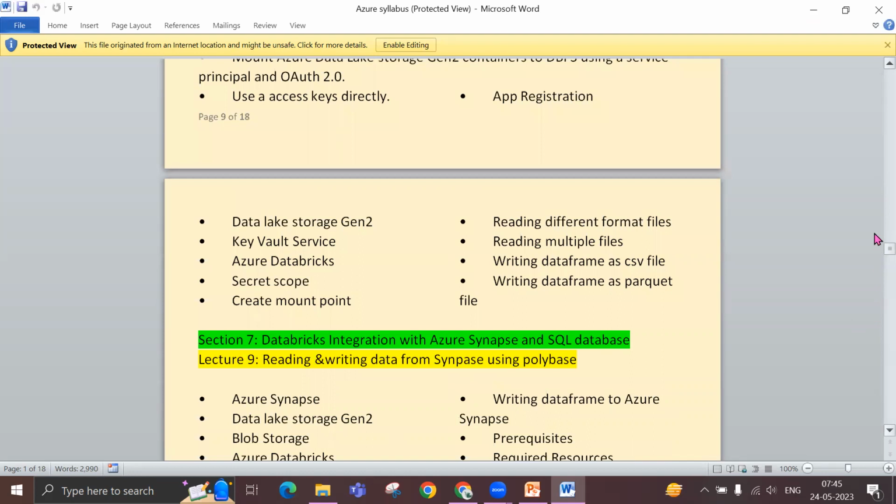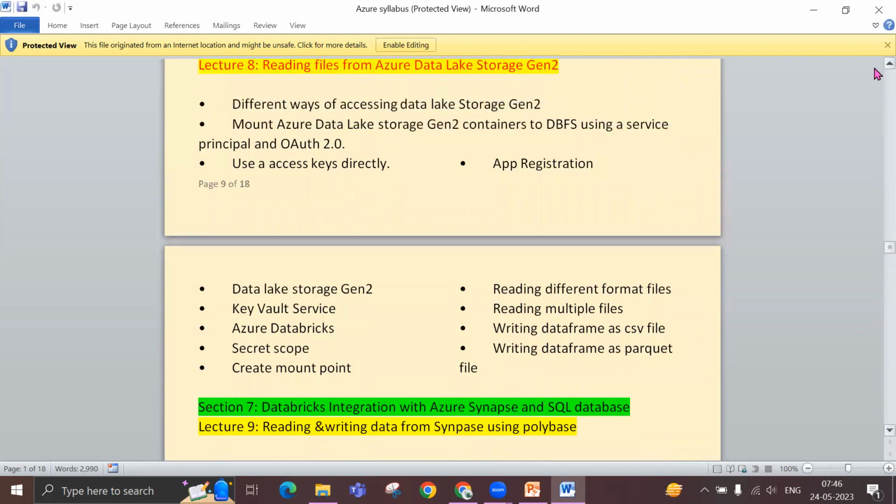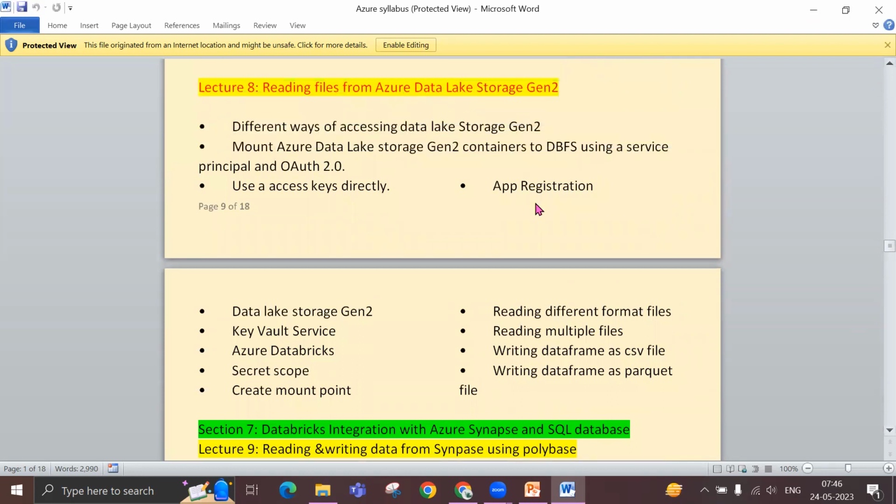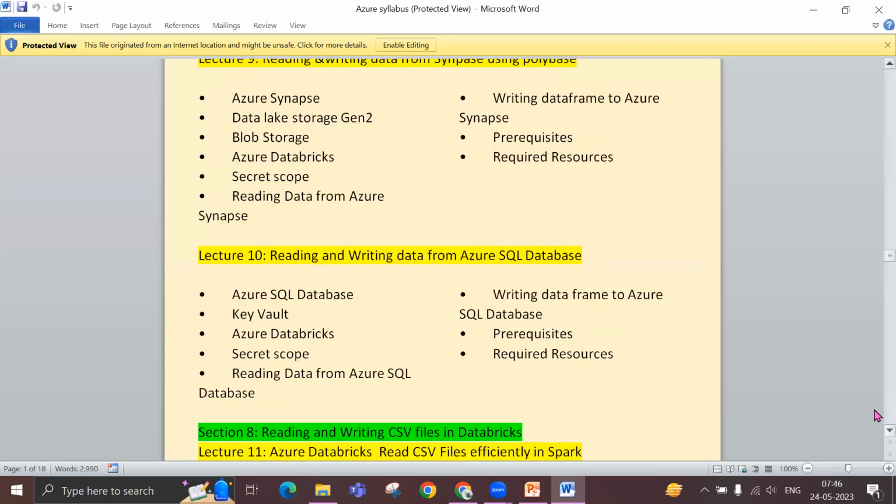Okay, and then of course the data lake we will be discussing, and how we can integrate with the Azure SQL database, right? So we need to integrate the SQL database also. So we'll be integrating and reading, writing some of the tables and doing some of the stuff using PySpark and all, the Databricks. Okay.